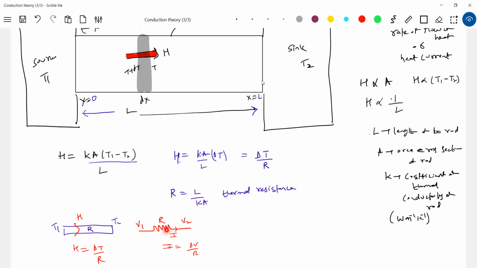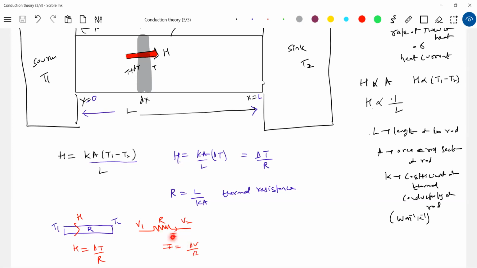Why will current flow? Due to potential difference. Why will heat current flow? Though it's a power, I'll call it heat current because I am comparing with Ohm's law. But actually it's a power. This H is not heat, not an energy, it's a power flowing through the rod. I'll call that heat current, which equals temperature difference by thermal resistance. Electric current equals electric potential by electrical resistance.